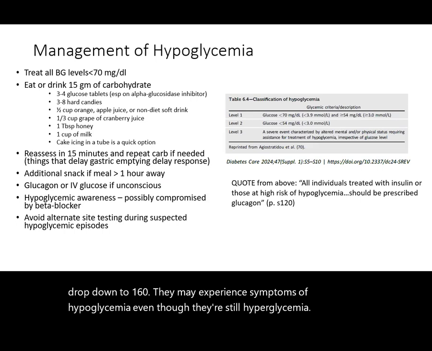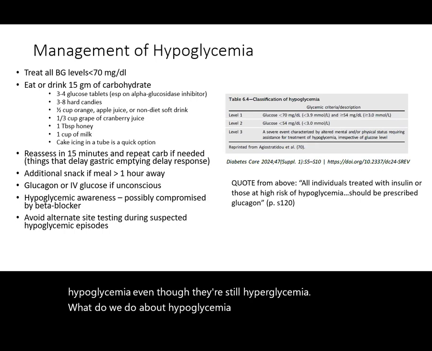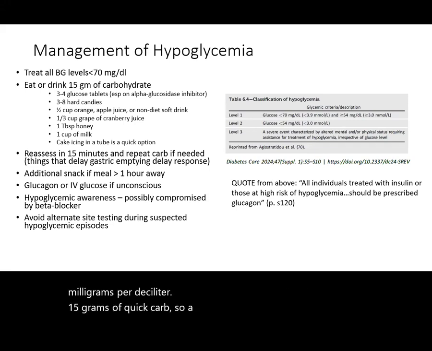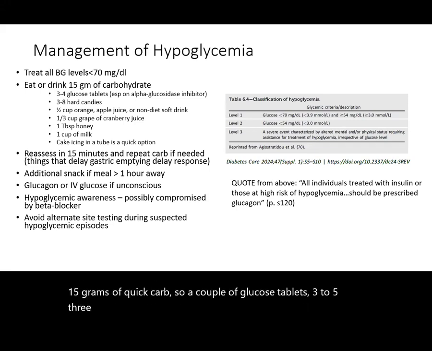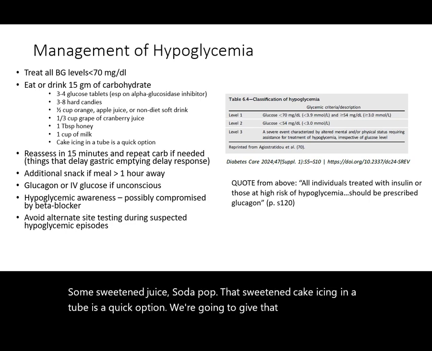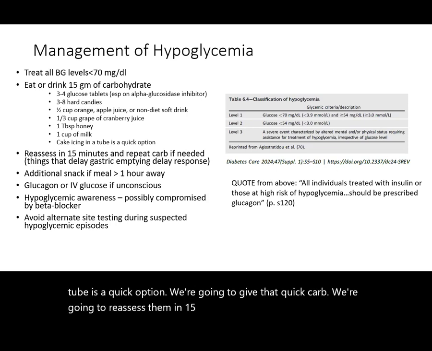What do we do about hypoglycemia? Well, we treat all symptoms and/or blood glucose levels less than 70 milligrams per deciliter with 15 grams of quick carb. So a couple of glucose tablets, 3 to 8 Life Savers, some sweetened juice, sweetened soda pop, or cake icing in a tube is a quick option. We're going to give that quick carb, reassess them in 15 minutes, and repeat the carb if needed.